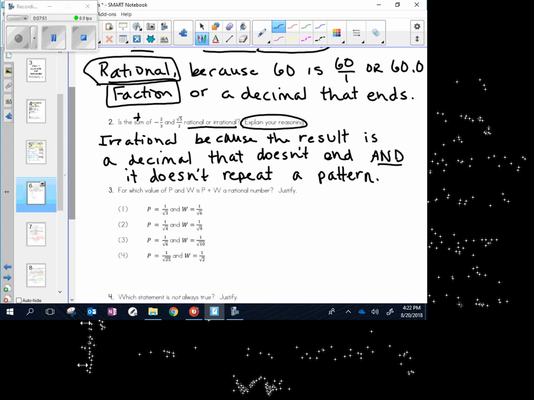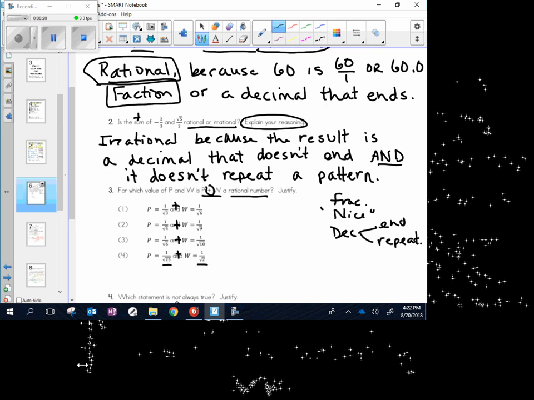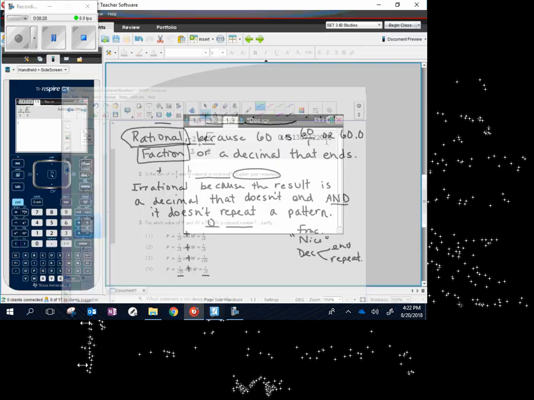Number 3, for what values of P and W is P plus W a rational number? So first think, I would like to see a fractional answer. It's going to be something that looks, I would say, nice. So if it comes out as a decimal, it's going to end or it's going to repeat. So I'm going to take these things to my calculator with a plus in between them, just the numbers, and see what I get. I'm looking for a fraction or a nice number that ends or repeats a pattern.